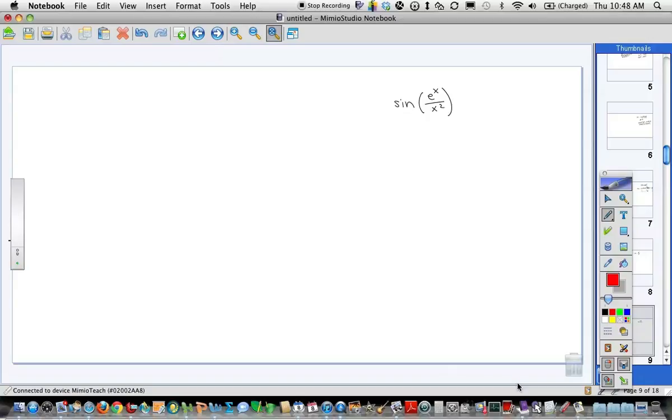Okay, look at that one. All right, so sine of e to the x over x squared. So when I go to do the derivative, first this is what? It's a quotient rule and a chain rule in there, but what am I doing first?